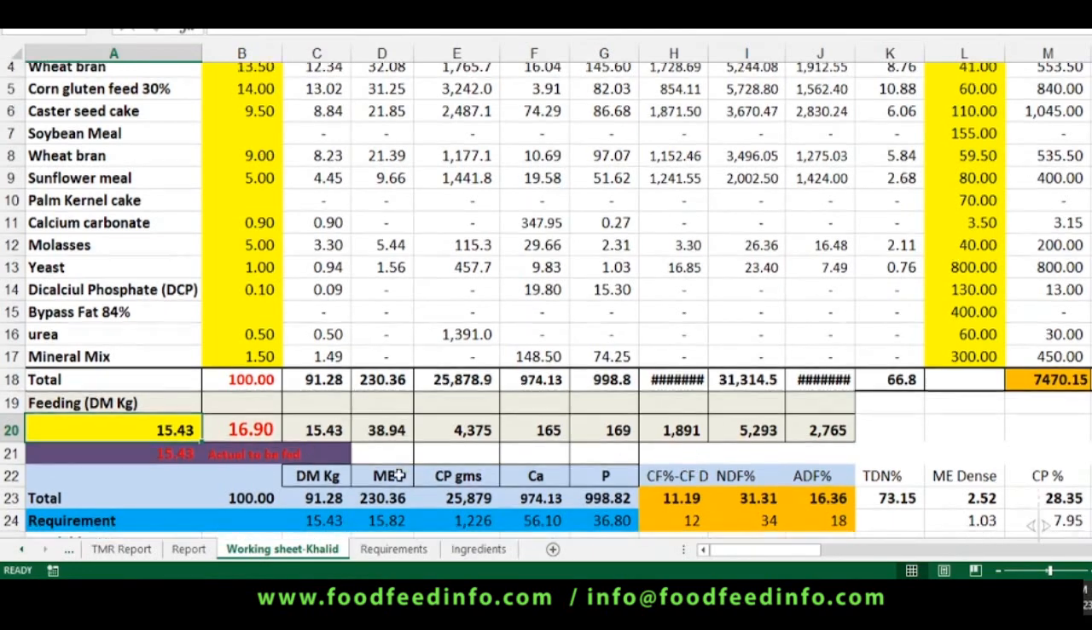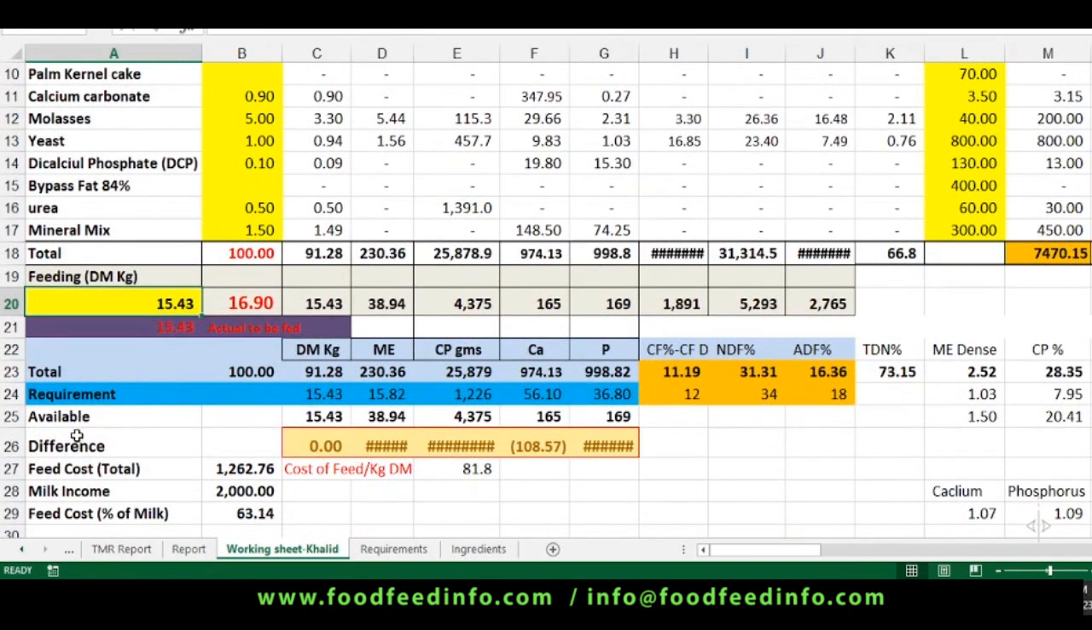Now don't look at any other thing, just look over here. This is the difference. This will tell you whether your ration is sufficient, meeting the animal requirement or not. This is the animal requirement. This is what is available from this intake, and this is the difference.